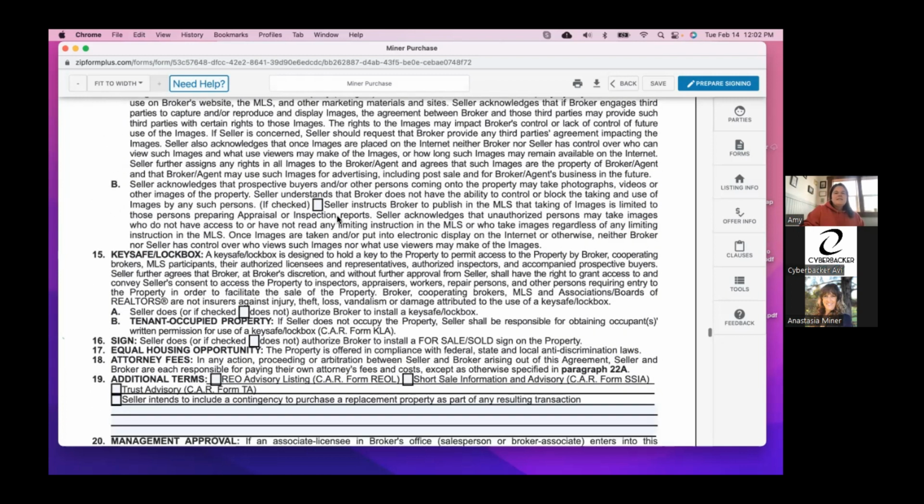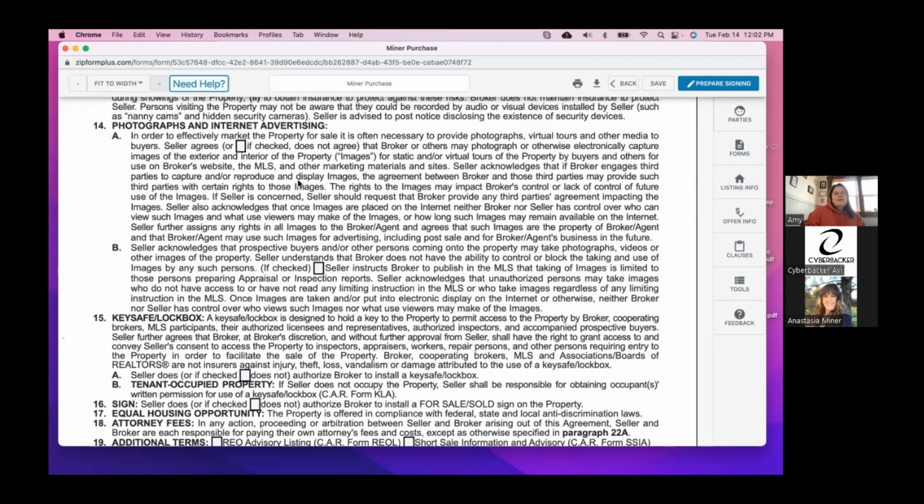Photographs and internet advertising. In order to effectively market the property for sale, it is often necessary to provide photographs, virtual tours, and other media to buyers. Seller agrees that the broker may photograph or otherwise electronically capture images of the interior and exterior of the property, also known as images, right? So the default is agrees. If we check this box, they don't agree to photographs for static and or virtual tours of the property by buyers and others for use on the broker's website, the MLS, or other marketing materials and sites.